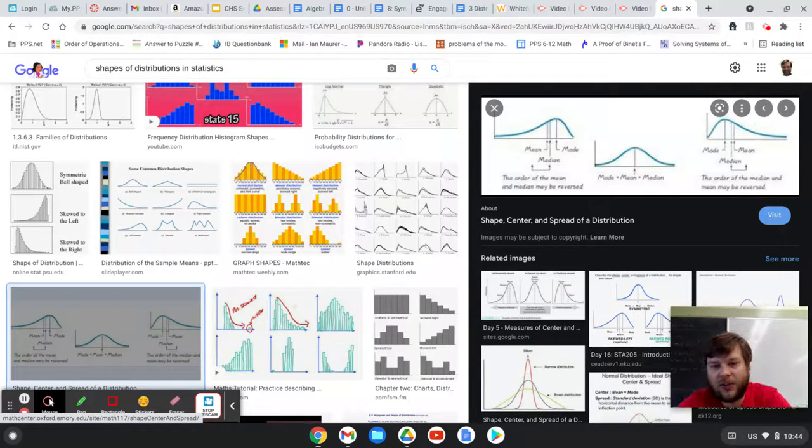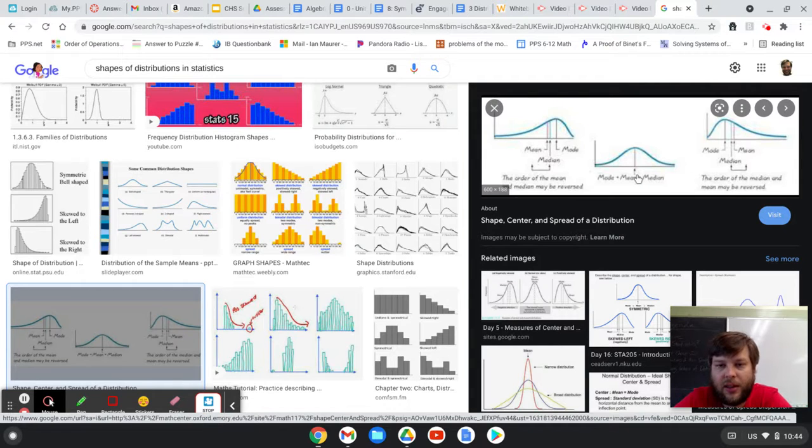And you can see in this diagram exactly what I was saying: the symmetric distribution has the 3 values, the mean, median, and mode, all the same and in the middle. When you have a left skewed distribution, your mean got pulled further to the left. And when you have a right skewed distribution, your mean got pulled further to the right.